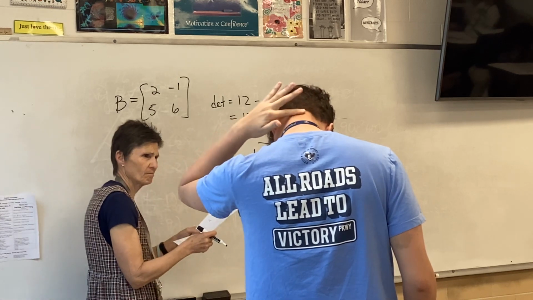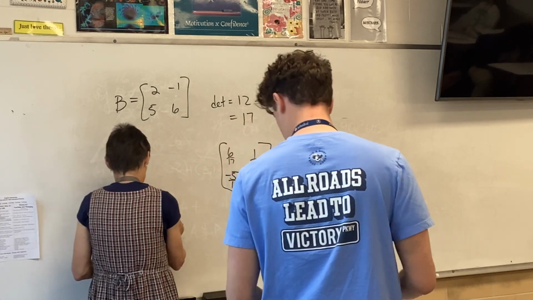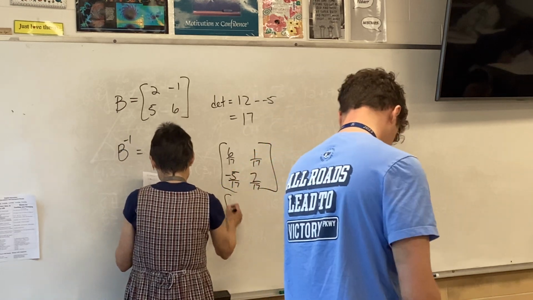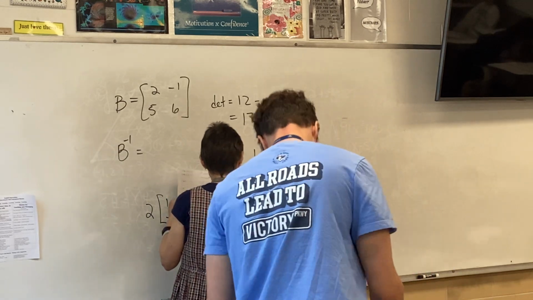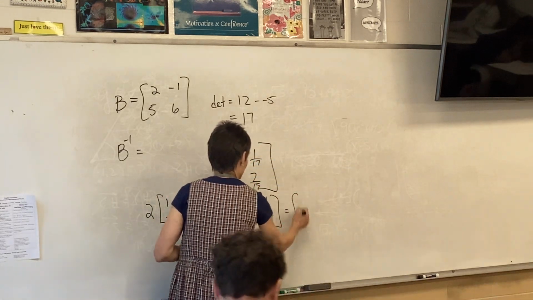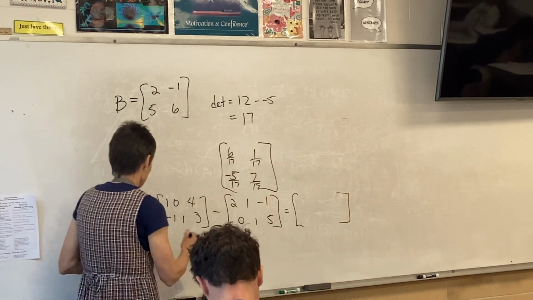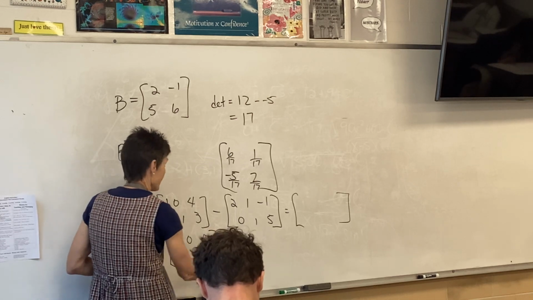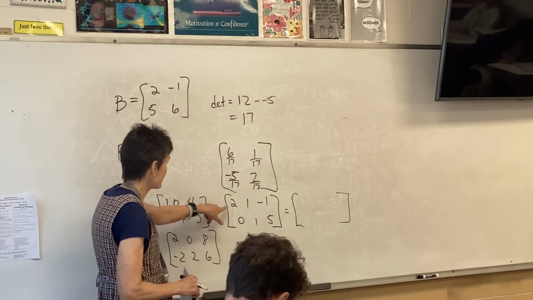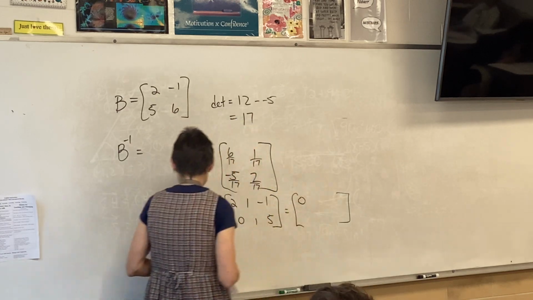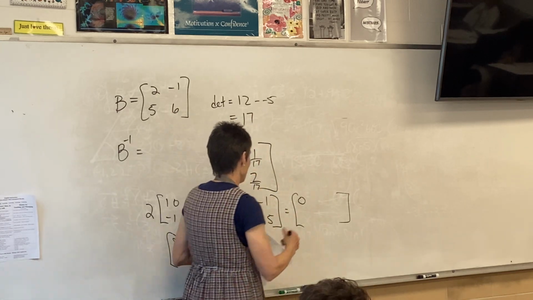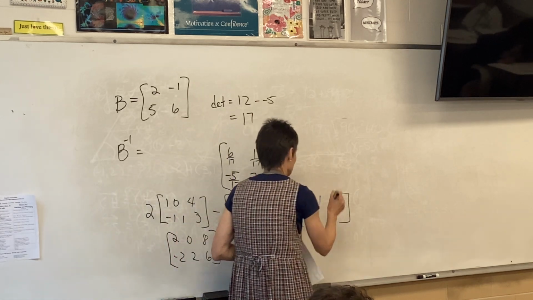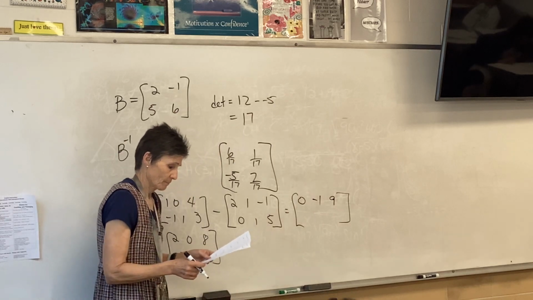A minus C. I don't know what I did wrong. 2 times A minus. So this is going to be 2, 0, 8, 2, 2, 6, right? Yeah. So 2 minus 2, 0, 0 minus 1, 8 minus negative 1. I already see what I did wrong. I didn't put it in the box.